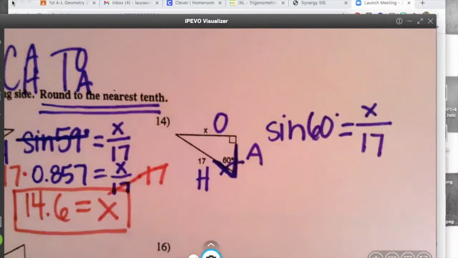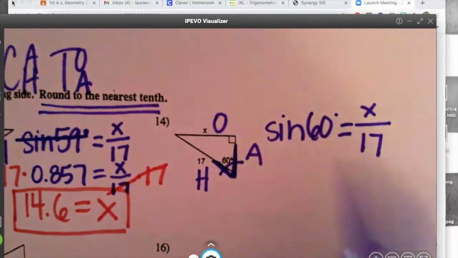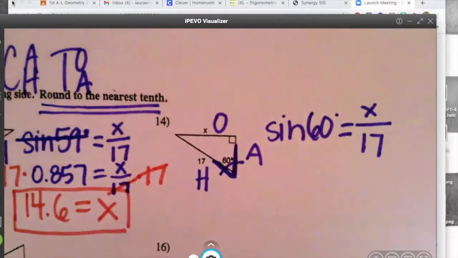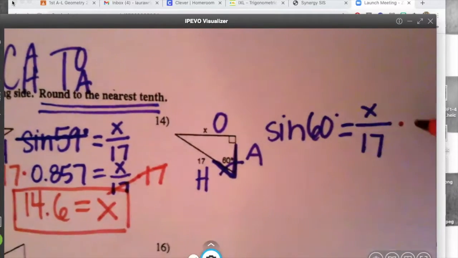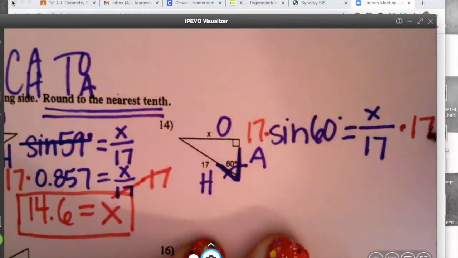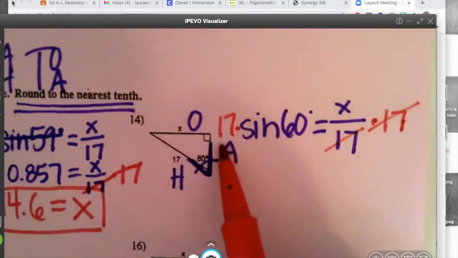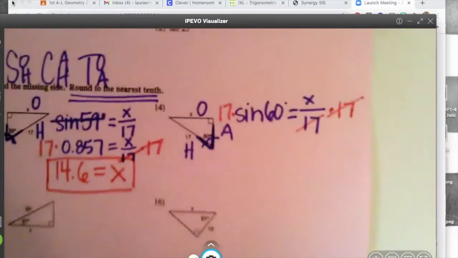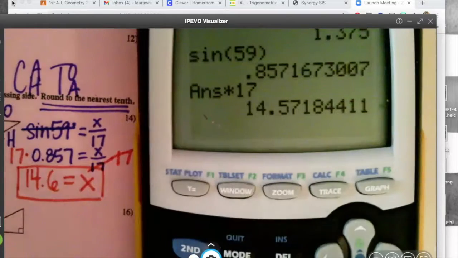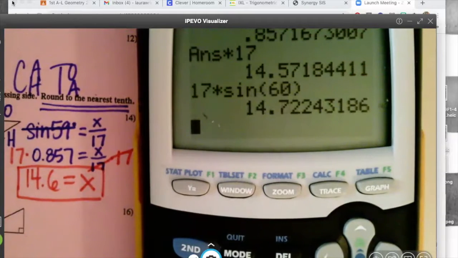Now, if you're okay with working with sine of 60, you can actually just type this into your calculator from here and you can be done. Because sine of 60 times 17 is exactly the same thing we did last time. Even times the same number, right? When I multiply by 17, I have solved for x. So in your calculator, let's type it all in one step this time. 17 times sine of 60. And there it is. So 14.7 is our rounded answer this time.